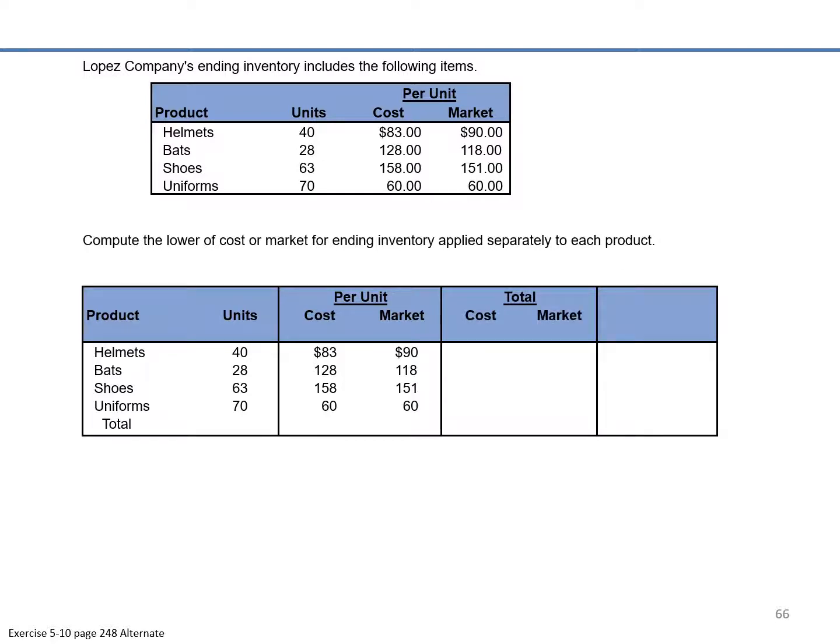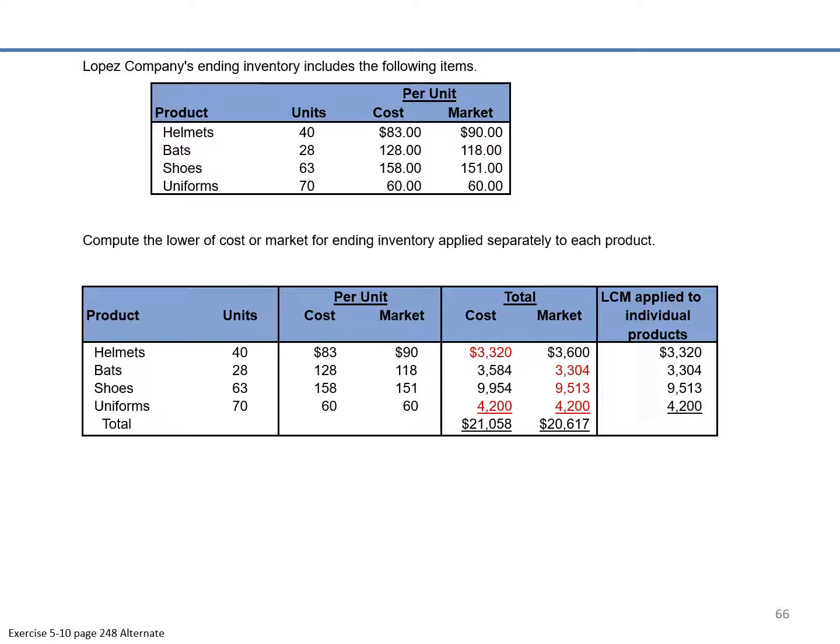All right, so if we compute the total cost and total market for each of the line items, you take your units times your cost and then your units times your market, you should end up with these answers. And then, lower of cost and market applied to individual products, we'd report our helmets at cost, right? We'd report our bats at market. We'd report our shoes at market. And we would report our uniforms, either one. I mean, they're reported at cost.